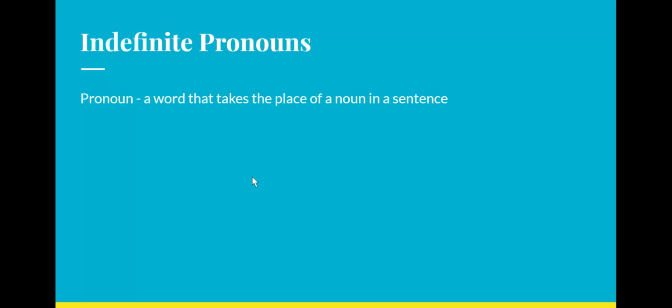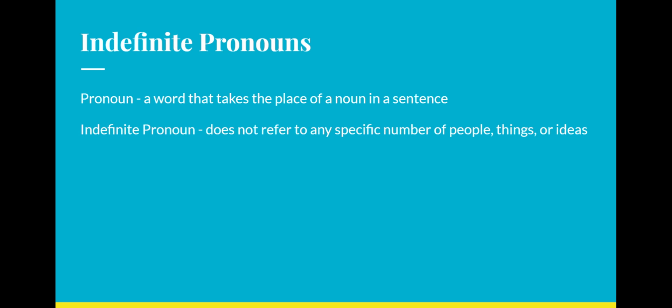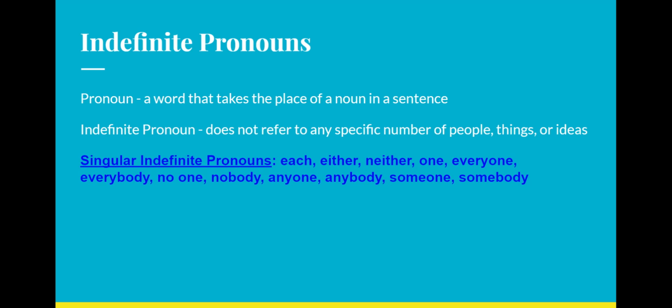So what are indefinite pronouns? Well, let's review. A pronoun is a word that takes the place of a noun in a sentence. So an indefinite pronoun does not refer to any specific number of people, things, or ideas. Some indefinite pronouns can be singular, and I have some examples here in blue. Words like each, either, neither, one, everyone, everybody, no one, nobody, anyone, anybody, someone, somebody. All of those indefinite pronouns are singular.